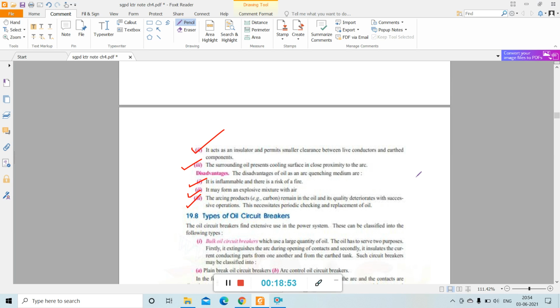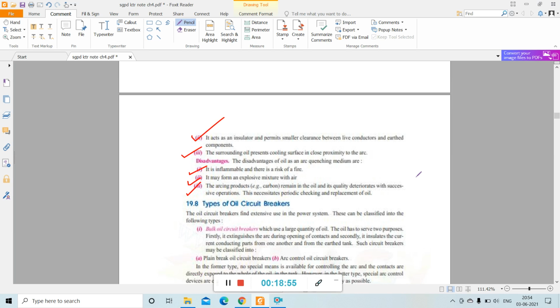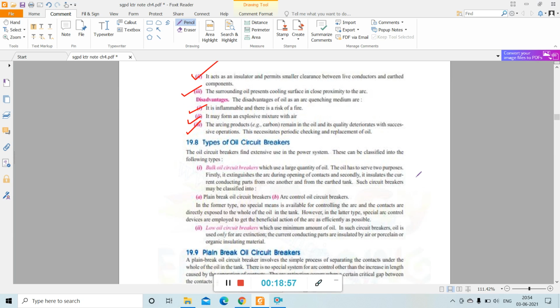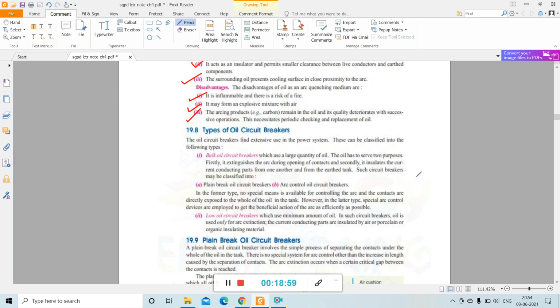Okay, so there are also some types or classifications of oil circuit breaker. It can be classified as bulk oil circuit breaker and low oil circuit breaker. Okay, so bulk oil circuit breaker means one which uses a large quantity of oil, and low oil circuit breaker means it uses a minimum amount of oil.